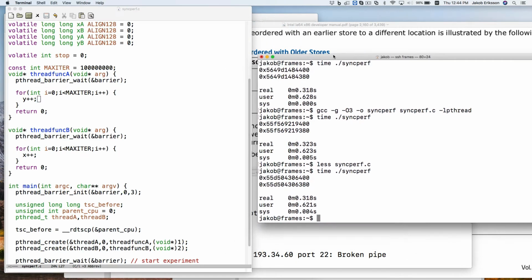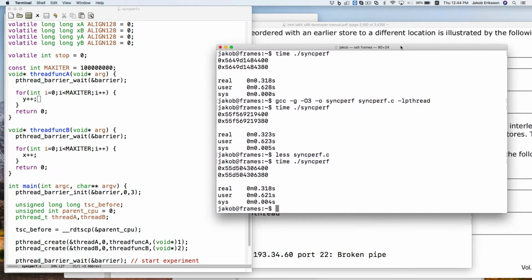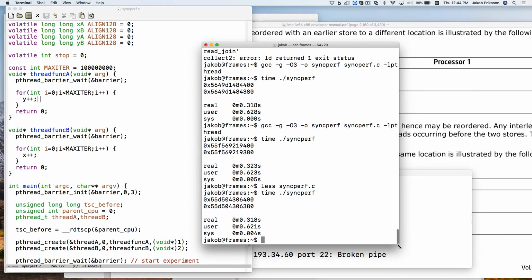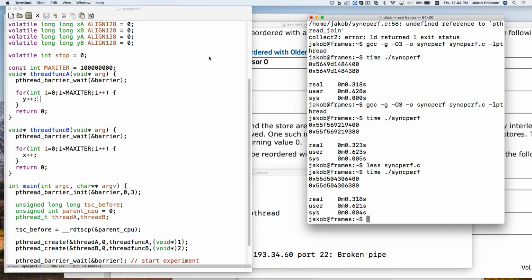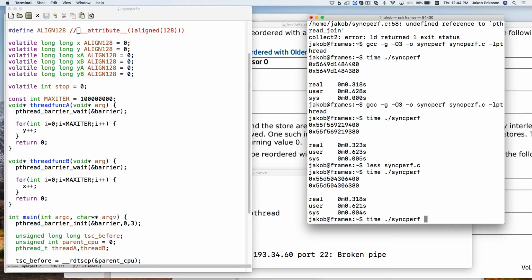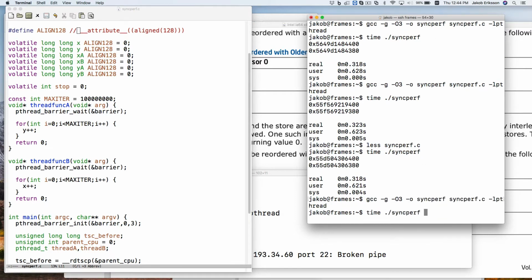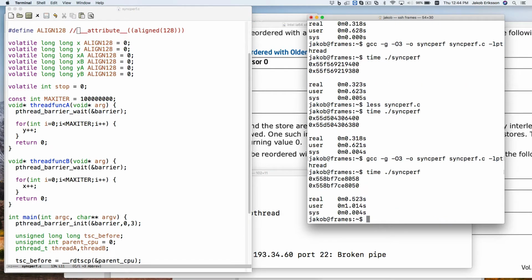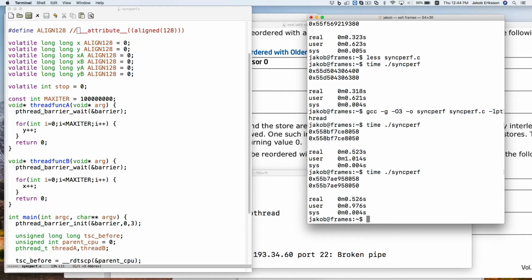So if we instead use non-aligned variables, so they end up on the same cache line, just to reiterate, I'll just do it like that, just to see what it looks like. Okay, so that took a little bit longer, like 500 instead of 300. All right, not so bad.